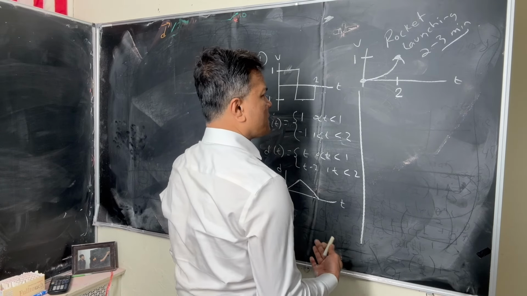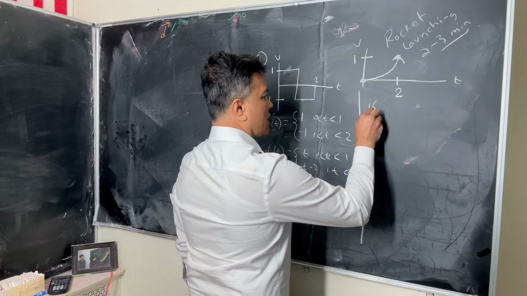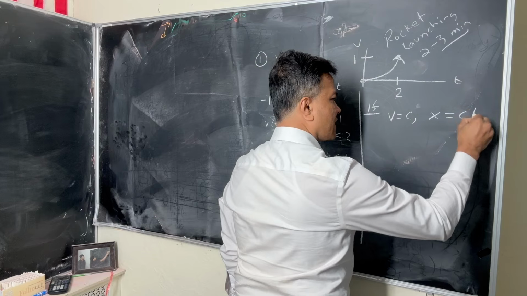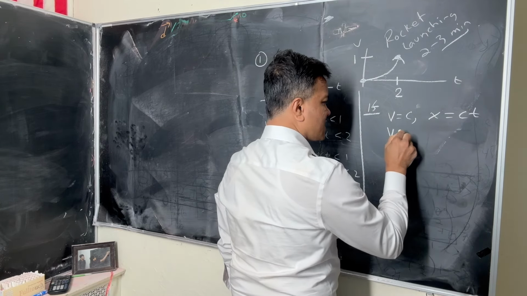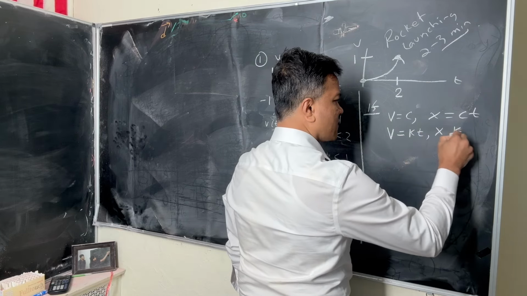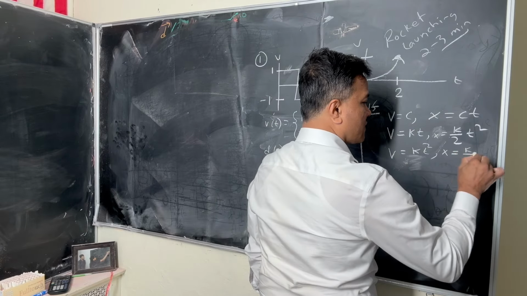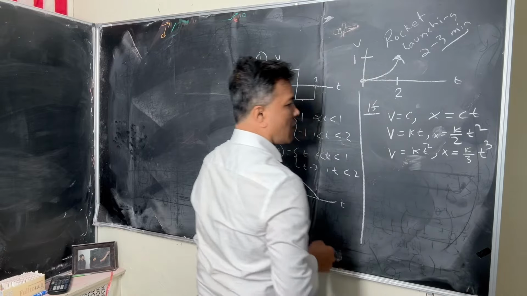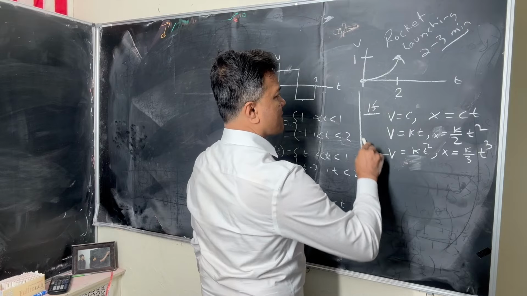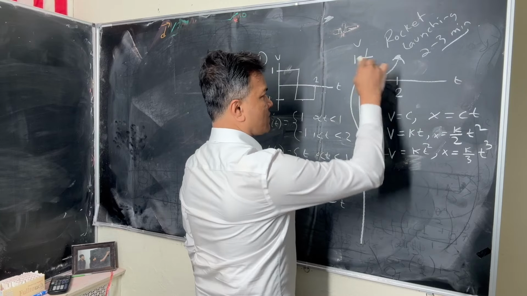Speaking of jerk, you want to take a look at your xt graph. So understand a few things. If velocity is constant, then x is ct. If velocity is linear, then x is k over 2 t squared. If velocity is quadratic, x is k over 3 t cubed. In this problem, this one is the case because the velocity is quadratic.